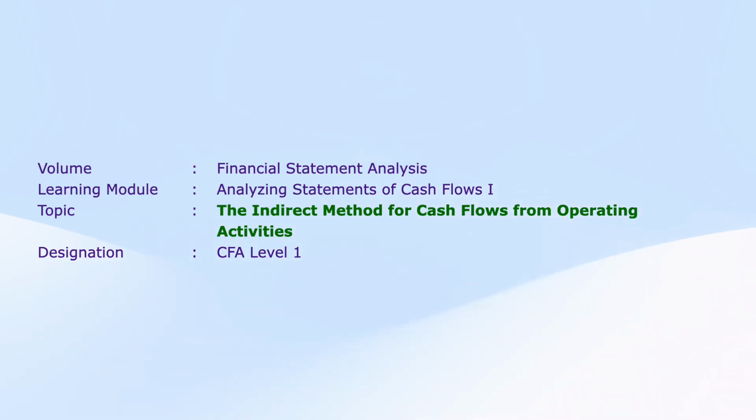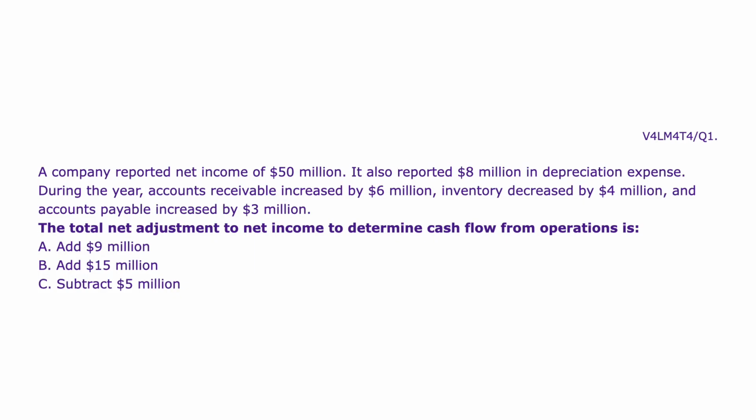Topic: the indirect method for cash flows from operating activities. A company reported net income of $50 million. It also reported $8 million in depreciation expense.